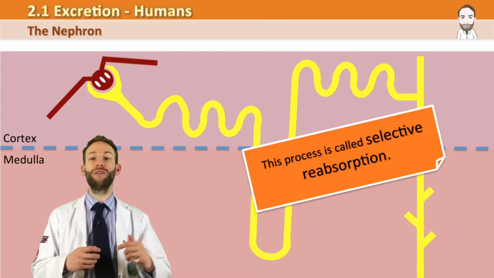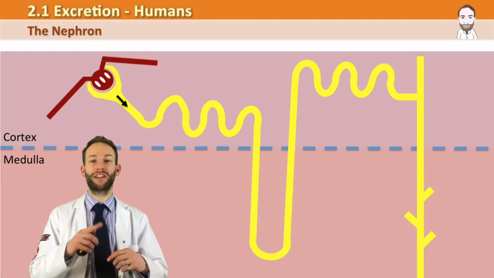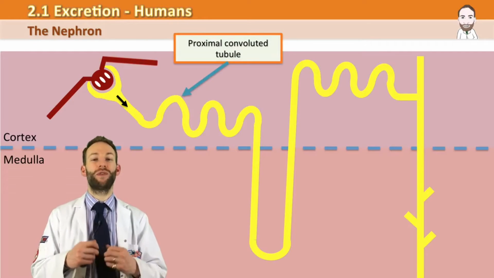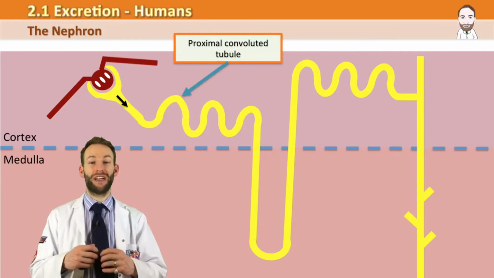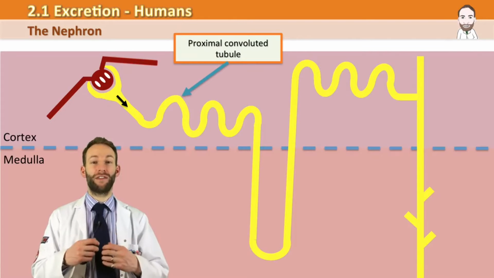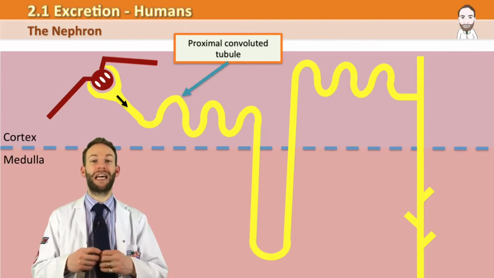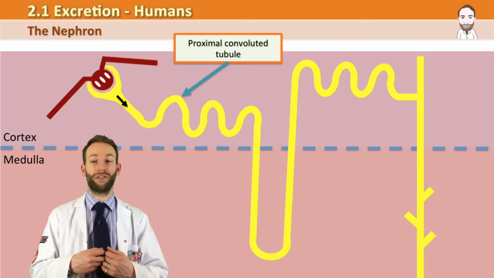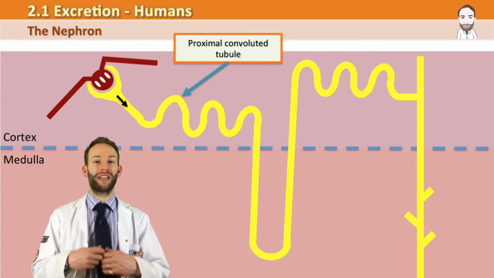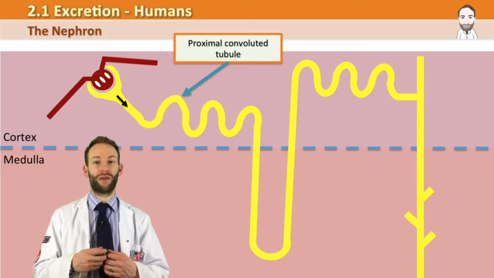So the fluid starts to move along the tube and it comes to the first wavy part of the nephron, which is called the proximal convoluted tubule. Now 85% of selective reabsorption, as it's called, happens here. All of the glucose gets reabsorbed here. A lot of the amino acids do, and a lot of the ions do here as well.